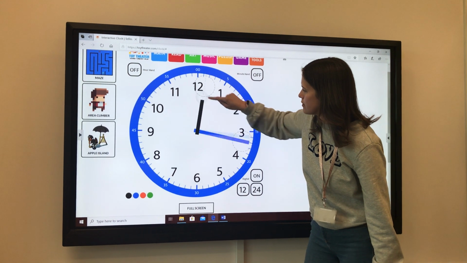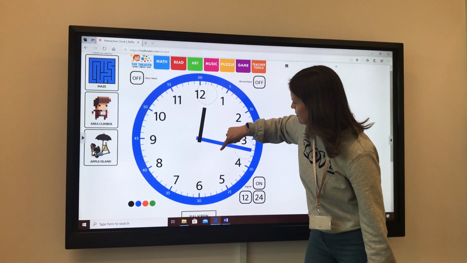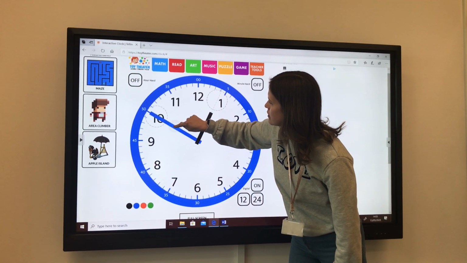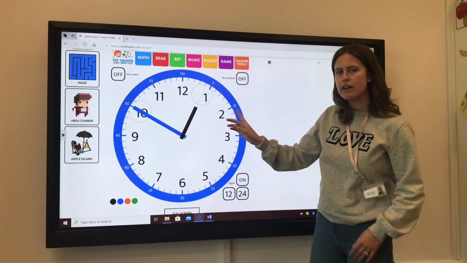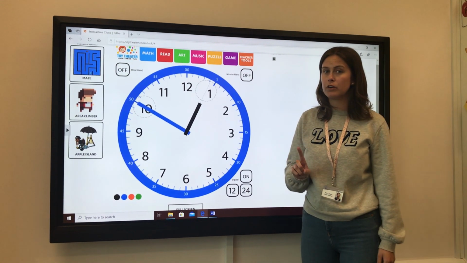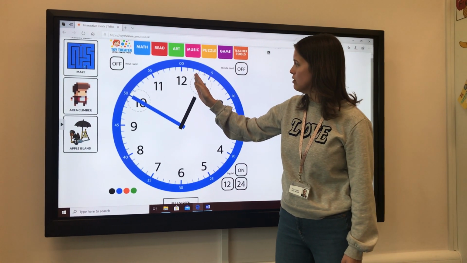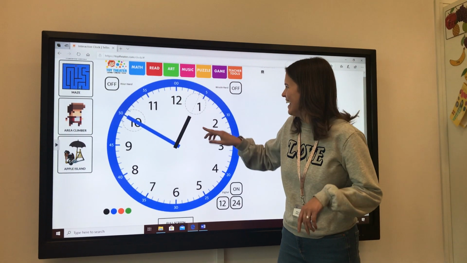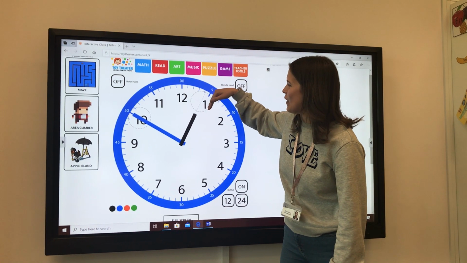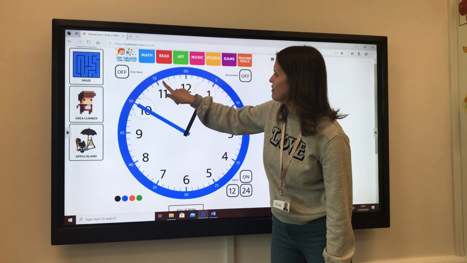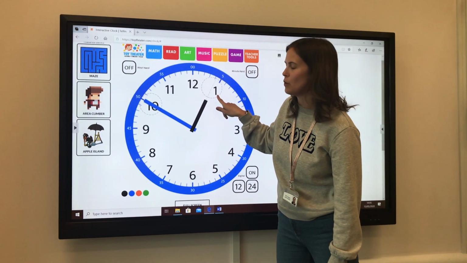Okay, now if we look here, our hour hand is coming up to the 1, but it's not quite 1 o'clock yet. Let me start again. It's coming up to the 1, but it's not quite there yet. So we would say 10 minutes to 1. 5, 10 minutes to 1 o'clock.